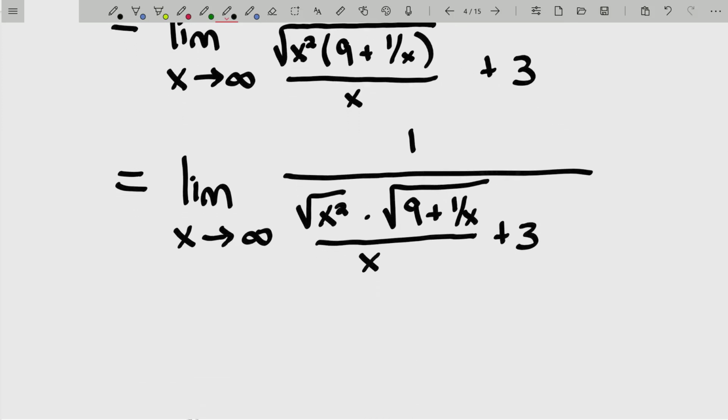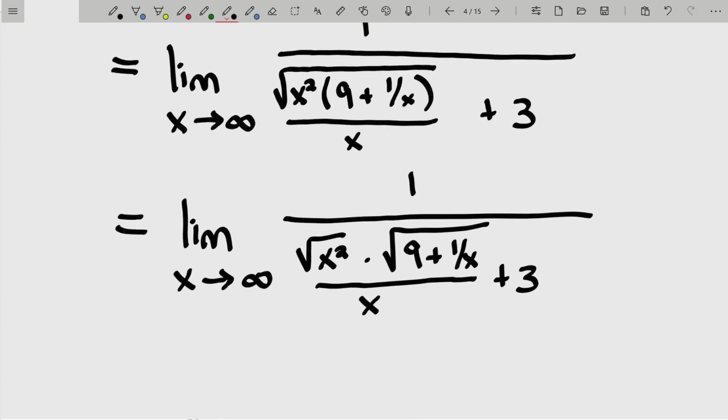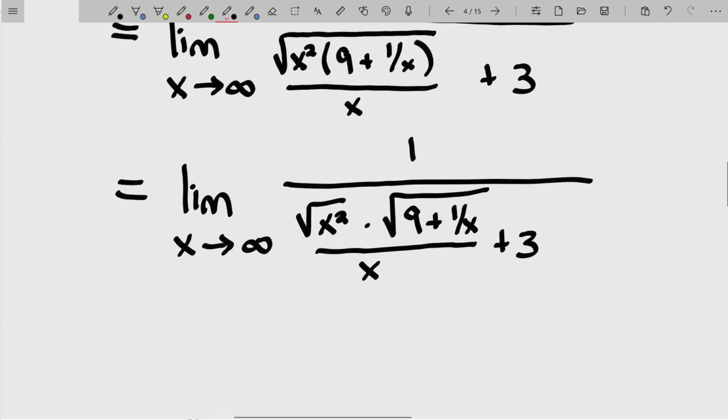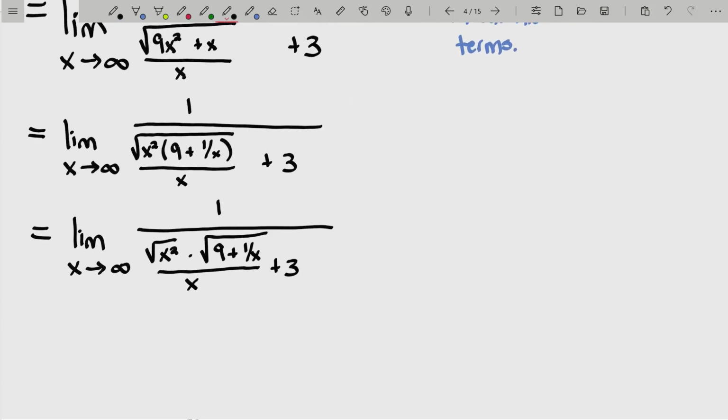So far, I hope you're okay with that. I just broke apart that square root of a times b into the square root of a times the square root of b, where a is x squared and b is that 9 plus 1 over x. Now here's where an important note needs to be made.